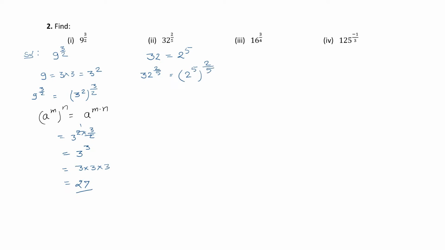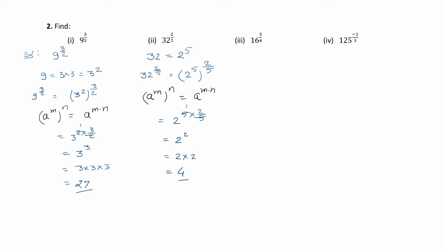So again हम सेम आइडेंटिटी यूज करेंगे, like (a to the power m) to the power n is equal to a to the power m times n. So हमें यहाँ पे मिलेगा 2 की पावर 5 times 2/5. So 5 बन जा 5. So we will get 2 की पावर 2. So 2 की पावर 2 यानी 2 into 2, and 2 2 जा 4. So the answer is 4.